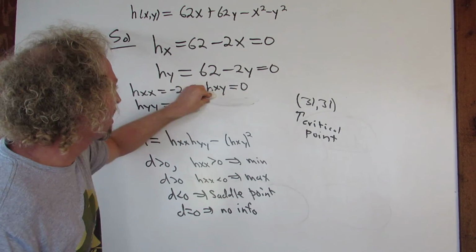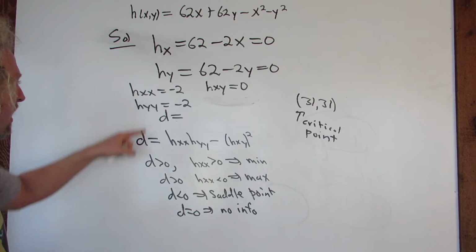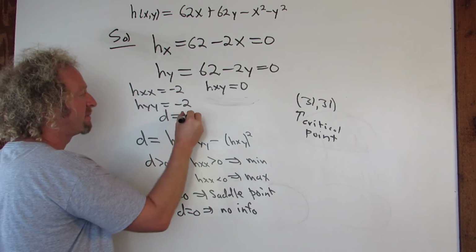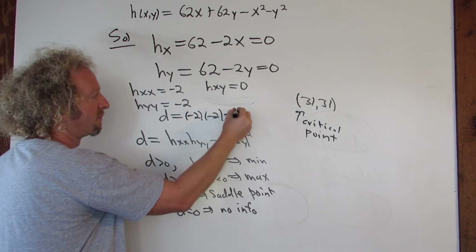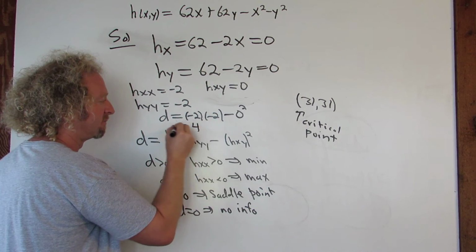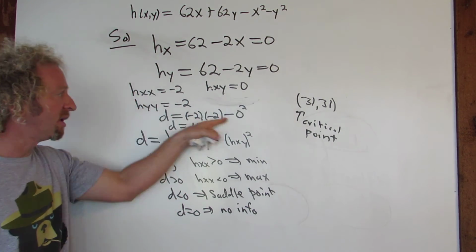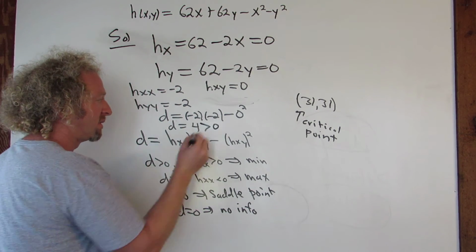Okay, so now we're going to compute little d. So little d is going to be h xx times h yy. It's going to be negative 2 times negative 2 minus, oh, and that guy's 0. And this is equal to 4, regardless of the critical point. Normally you're supposed to plug in the critical point, but there's no x's or y's, right? So you don't have to plug it in. So it's greater than 0 in this case.